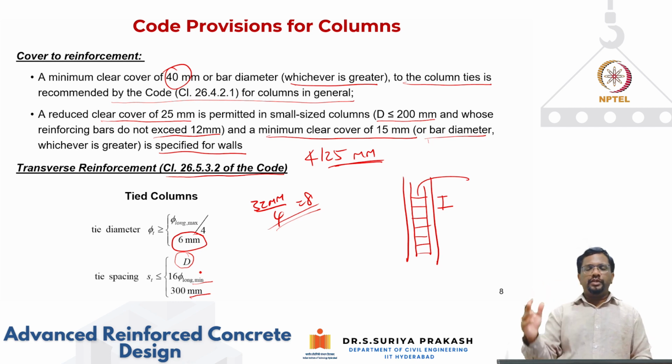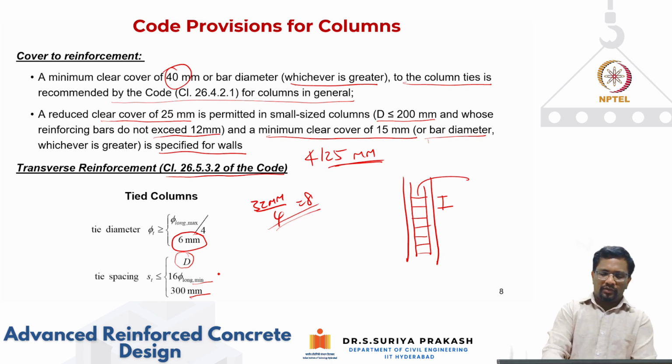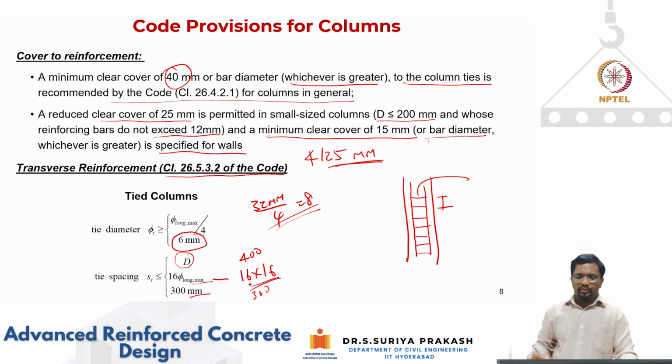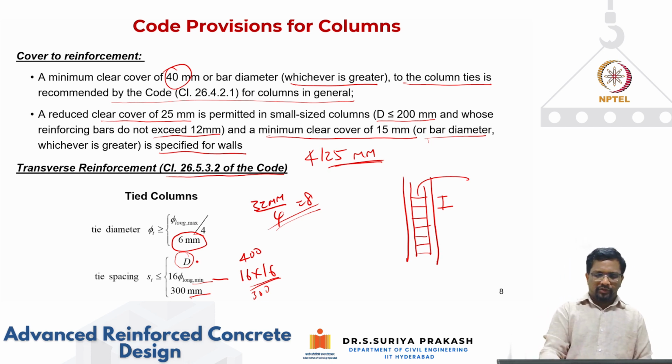So let's say I'm using 16 and 20 longitudinal bars in your column, then 16 times 16 will be your spacing. And if that column size is 400, then it should be 400 here. If I'm using 16 as the minimum longitudinal bar, then 16 times 16, and 300. So you will find that the spacing should be less than or equal to each of these requirements, so you have to provide the least of them. This would control your spacing. So then in this case, this will become your tie spacing.